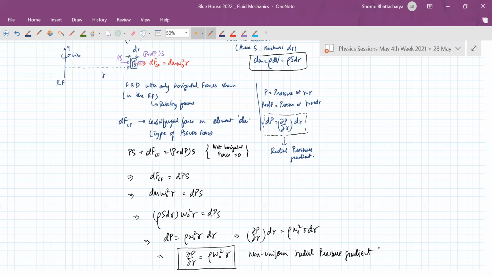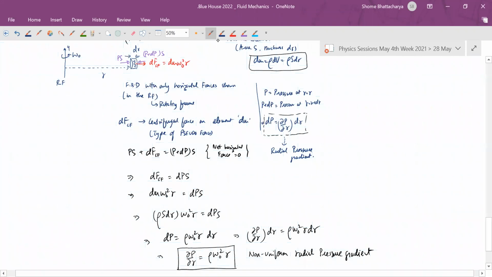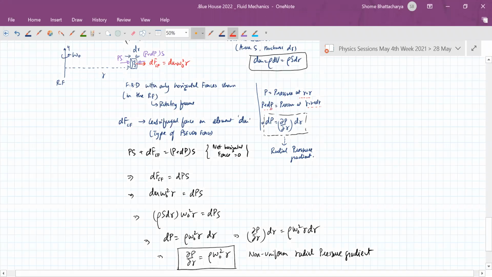Sir, can you explain how the dP value came? Del P by del r into dr. So the dP value is coming from this. See, what is P? It is the value of pressure at the point r equal to r. Whereas P plus dP is the pressure acting on the second surface. Now the second surface is at what radial distance? It is r plus dr. So the change in pressure is because of what? Because you're moving your distance from the axis, your radial distance from small r to small r plus dr. So that's why it's equal to the pressure gradient in the radial direction into dr. Okay.